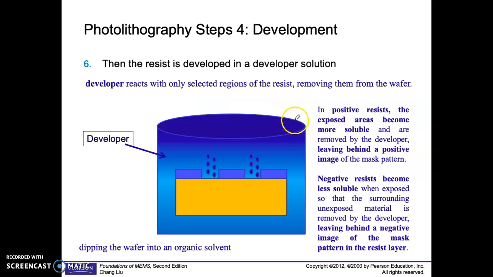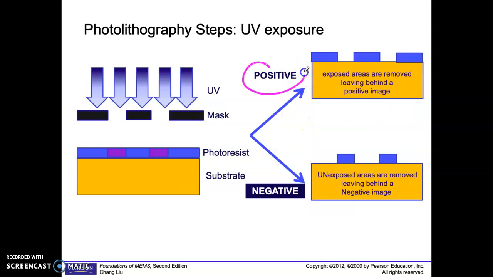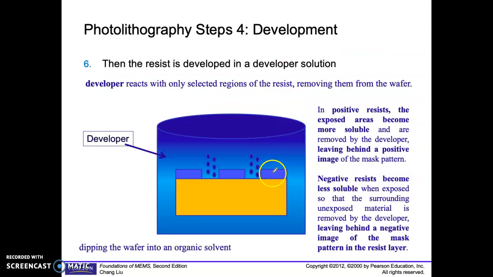Let's say you choose positive photoresist. The part that is exposed becomes very soluble, and this one will be removed if it is positive. But if you choose negative resist, the part that is unexposed is removed. So which part is unexposed? This part, and this part will be removed. So it depends on whether you choose positive or negative resist.